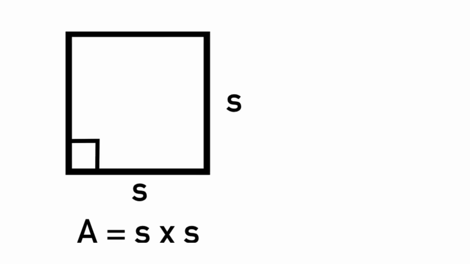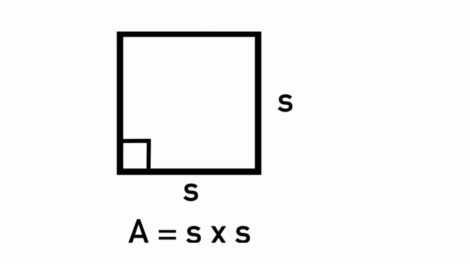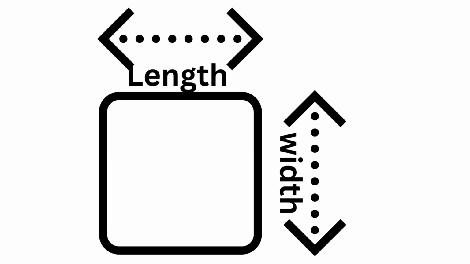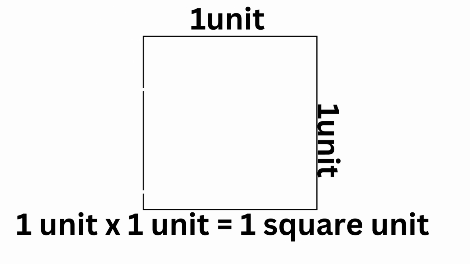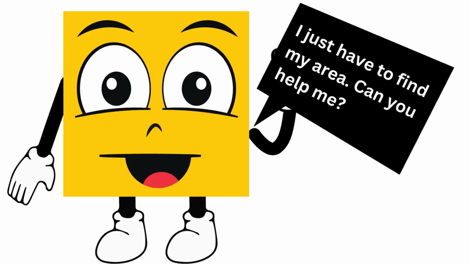A square has four equal sides, right? The area of the square is found by multiplying the length of one side by itself. This is because it's covering that much space in both the length and width. And we measure this in square units, just like our square friend. So our square friend isn't left out anymore, it just needed to understand its area.